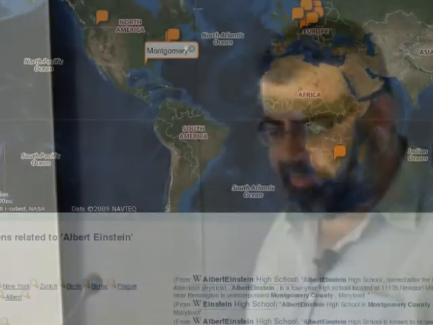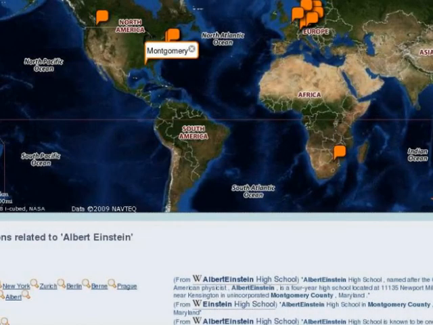So what about related places? You get a map. You mouse over one of the balloons, say Montgomery, and then it will expand. And automatically, you will see here the top sentence of why we think Montgomery is related to Einstein. And the reason there is that there's a high school called Einstein, in honor of him.